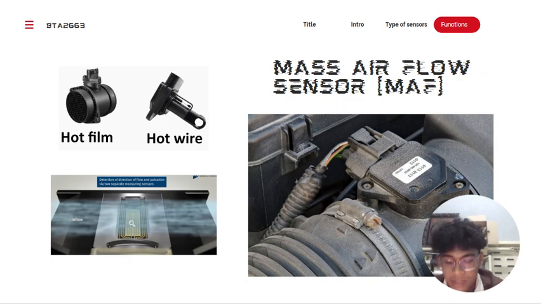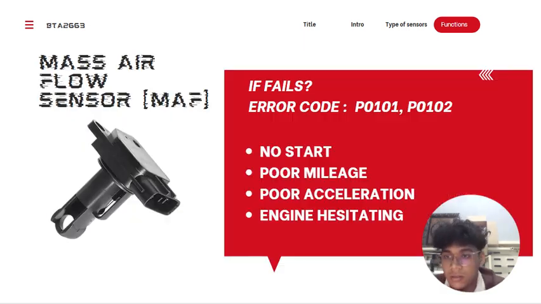You will easily find a mass airflow sensor right after the air cleaner housing, the air filter housing. If it's not there, it's going to be somewhere after the air filter housing, but before the throttle body.